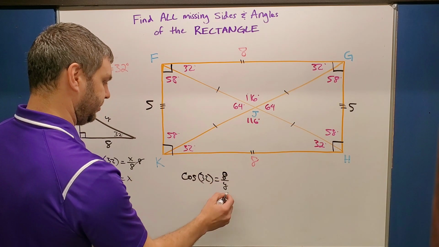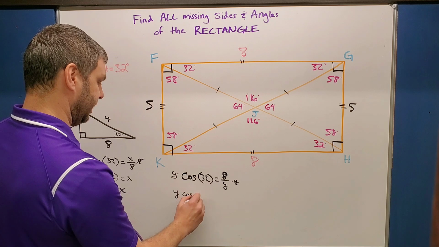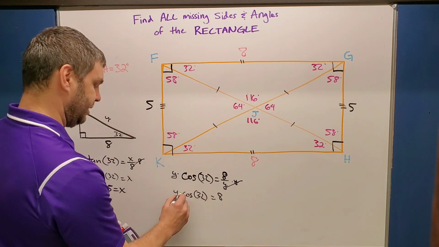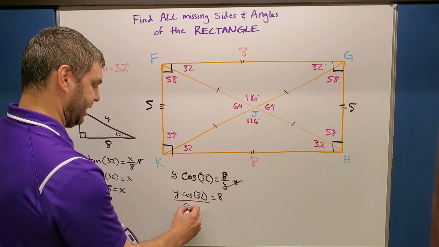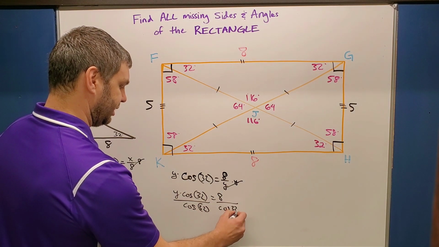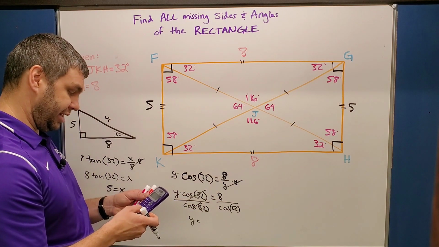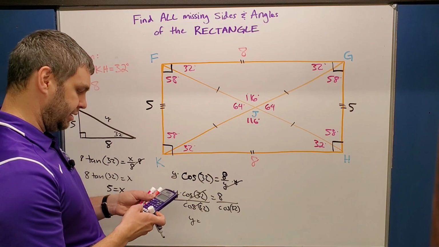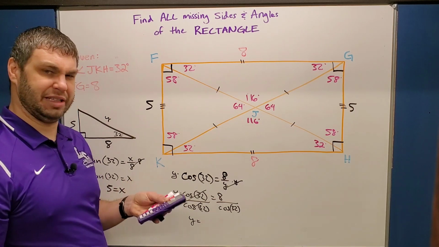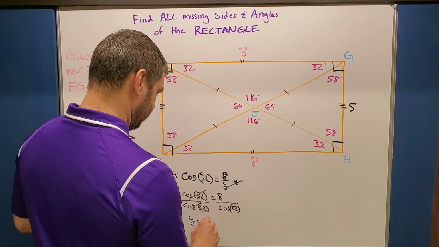Make my 8 a little better. Got to multiply both sides by y, and then I get y times cosine of 32 equals 8, since those cancel. Then to get y by itself, I'm going to divide on both sides by cosine of 32. So it cancels on this side, leaving me with just y, which is good. And then 8 divided by cosine of 32 is 9.43. So if we round a little bit, we'll just call it 9.4 for the y here, 9.4.